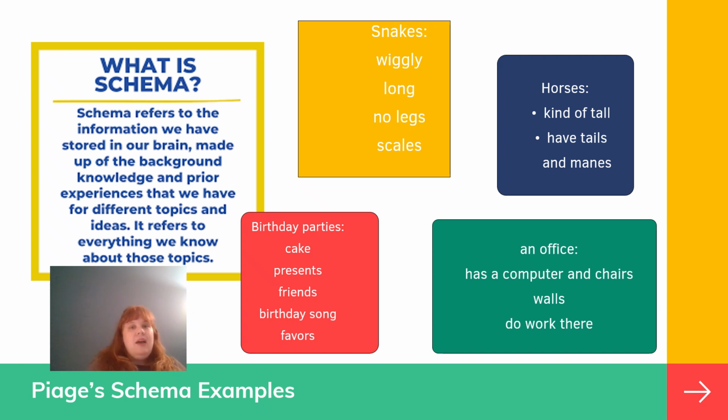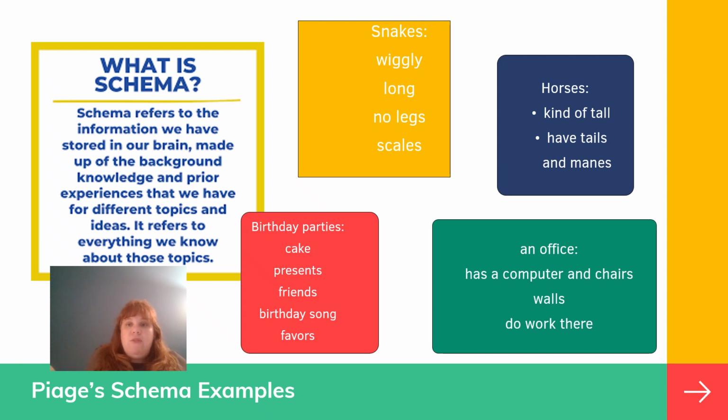So for example, let's think about children. Children have to develop a schema for what a snake is. Their schema about a snake forms as maybe someone reads them a story about a snake, maybe they see a picture of a snake, maybe they see a snake outside and someone tells them, well, that's a snake. Through their experiences, they're building their knowledge of what a snake is. Their schema for a snake may be that snakes are wiggly, snakes are long, snakes don't have any legs, snakes have scaly skin. That's their schema for snake. When they hear about a snake, that's what they think of.